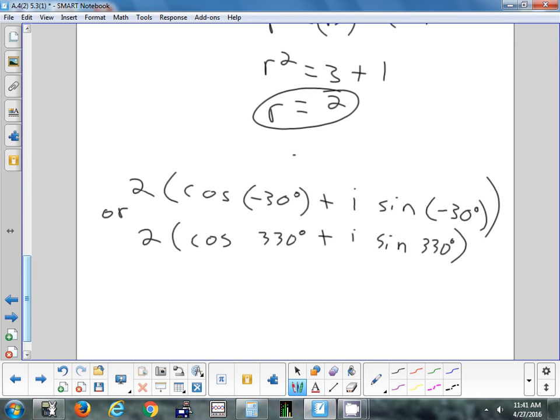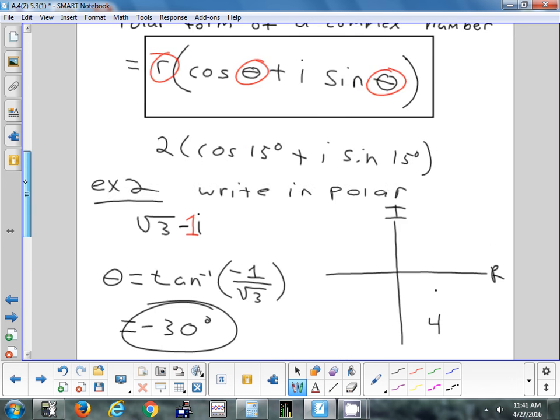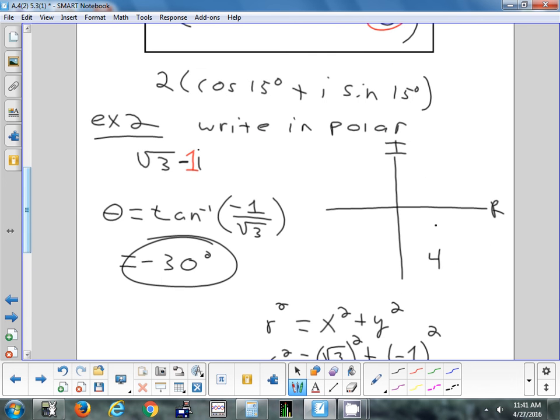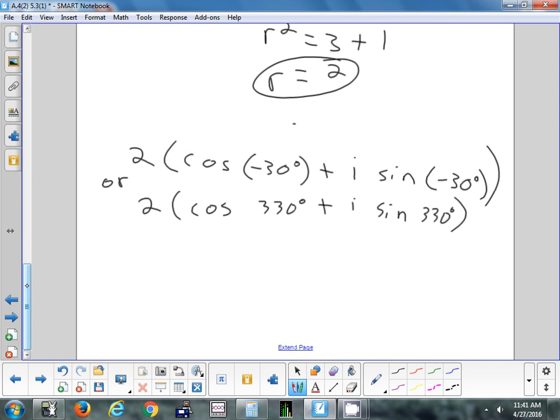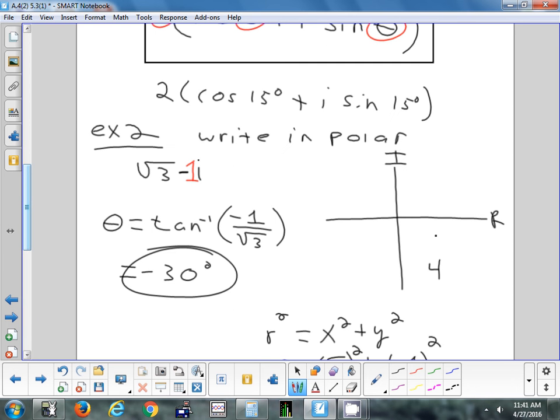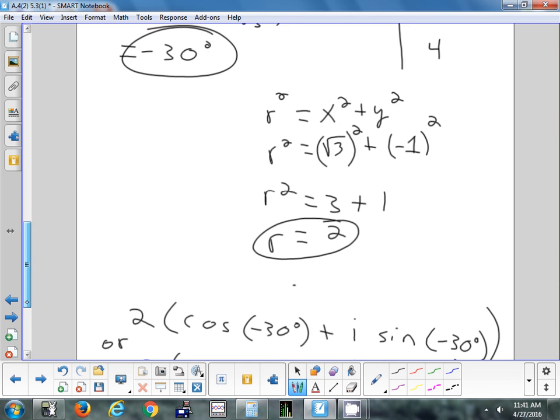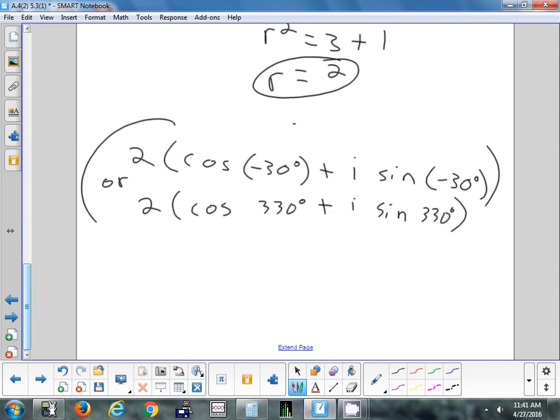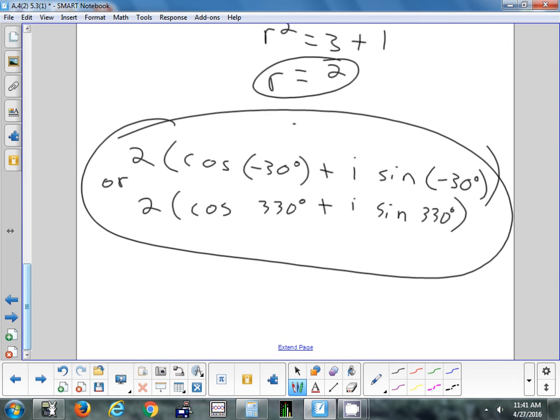Do not do this out. If you take the cosine of 330 on your calculator and then distribute the 2 to it, you're going to change this right back to what you started with, which was square root 3. If you plug in the sine of 330 on your calculator and distribute the 2, you're going to change that right back to what we started with, which was -1. So if you do it out, you're going to change it back. We don't want to change it back. Leave it just like that.